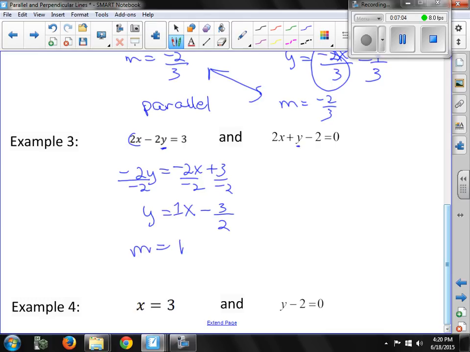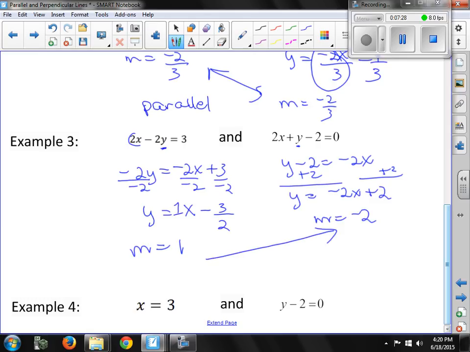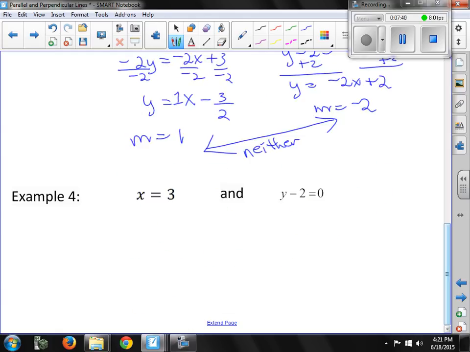Let's solve this one for y. I'm going to subtract the 2x, so y minus 2 equals negative 2x. Now I'm going to add the 2 to each side. y equals negative 2x plus 2. The slope of this line is negative 2. When I compare these, they are opposite signs, but they're certainly not reciprocals. So these two lines are neither perpendicular nor parallel.